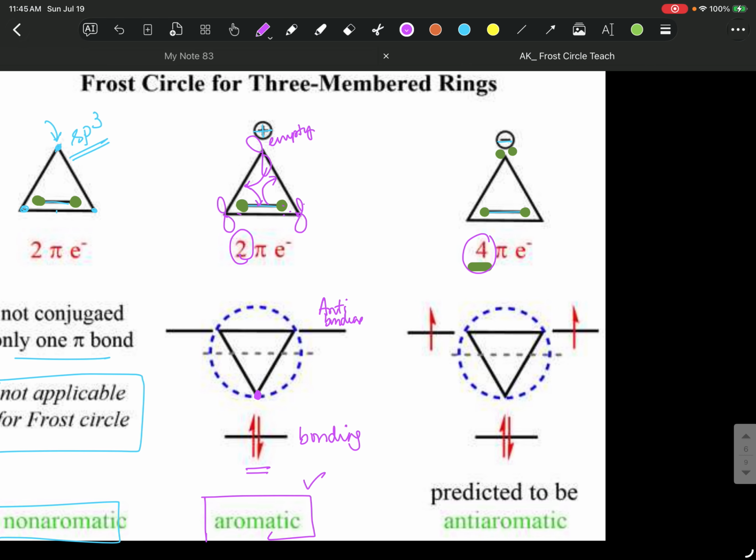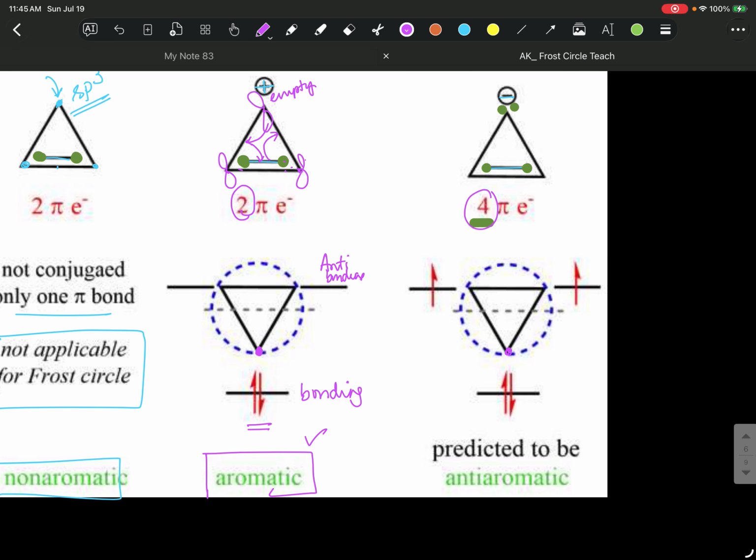Now in comparison, if you look at the last one here, it has 4 pi electrons. We have the same ring and the 3-membered organic compound inside that. And you can start to fill the electrons. We have 2 electrons in here, and this is going to be the bonding, and then we have unpaired electrons in the antibonding orbital, so it will be anti-aromatic because of the unpaired electron, especially so in the antibonding orbital.